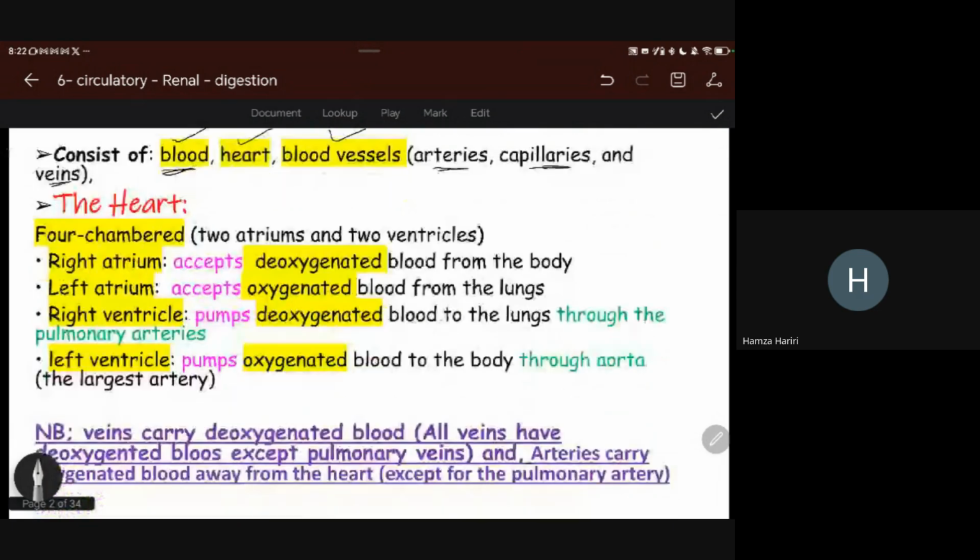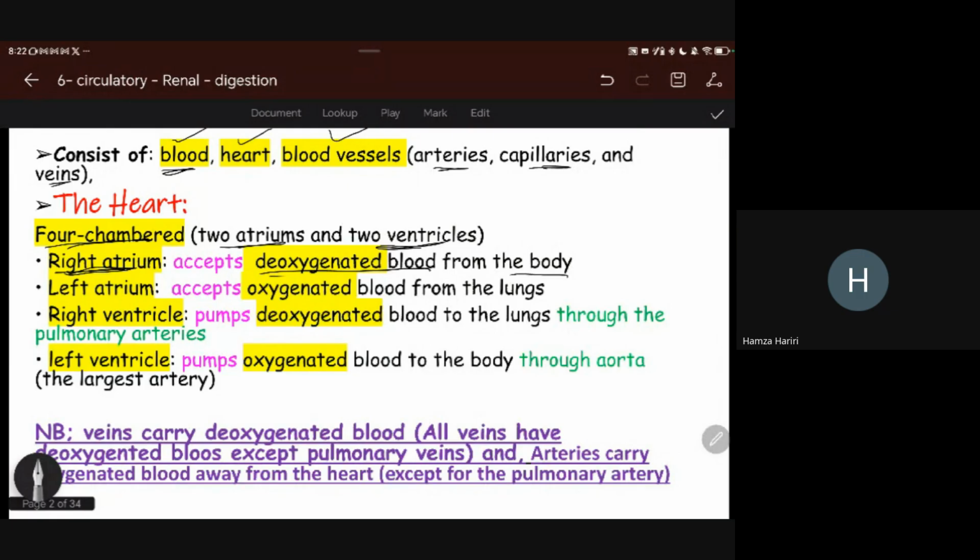Okay? And we have the heart, which is also divided into parts. It is made up of what? It's made up of 4 chambers, 2 atriums and 2 ventricles. Okay? We have the right atrium, and we're gonna name them later. We have the right atrium, which accepts deoxygenated blood from the body.